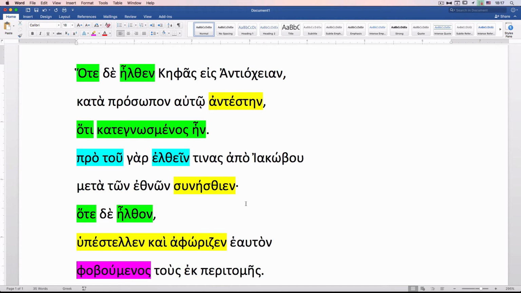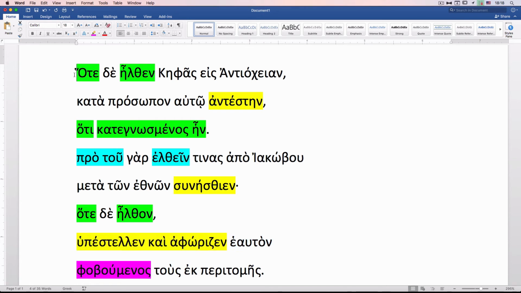So it's very important that we identify our main clauses. You can see we have 3 in this particular instance: kata prosopon auto antestein, meta ton ethnon sunesthien, and then hupestellen kai aphorizen heauton. Those are our independent clauses. Those are the only things that are going to be on the left margin. Everything else is going to be indented.